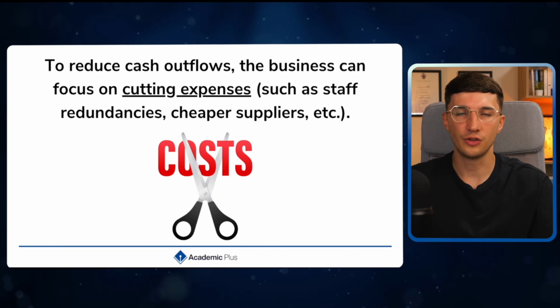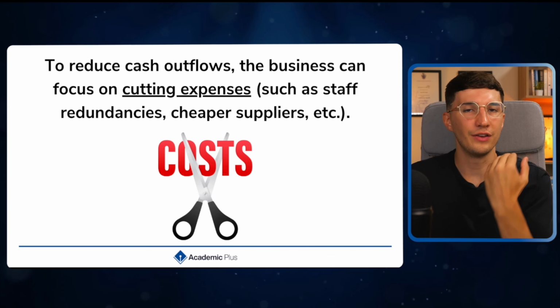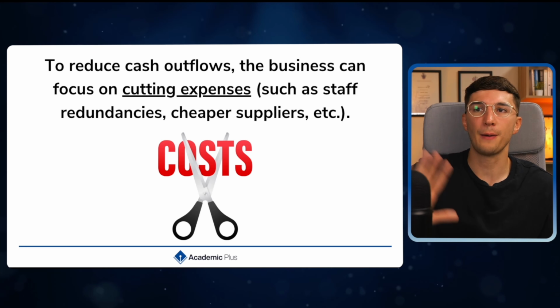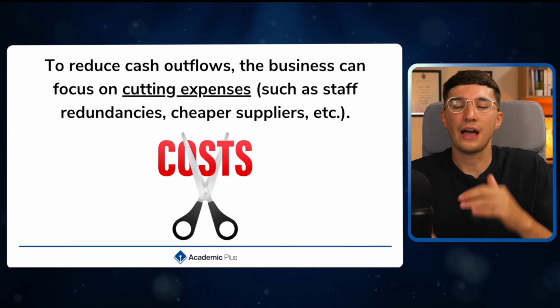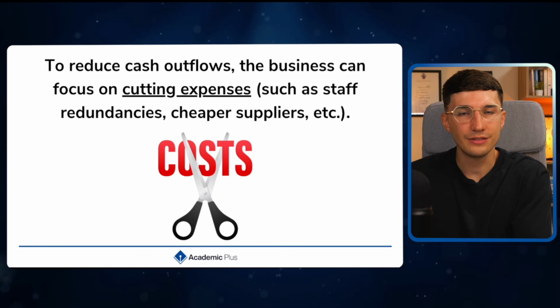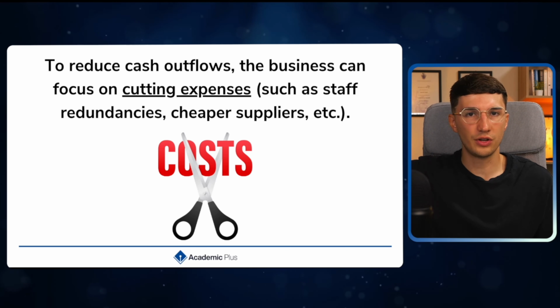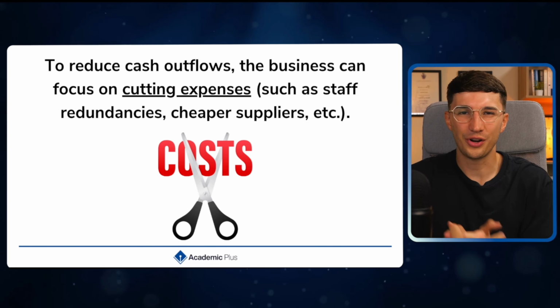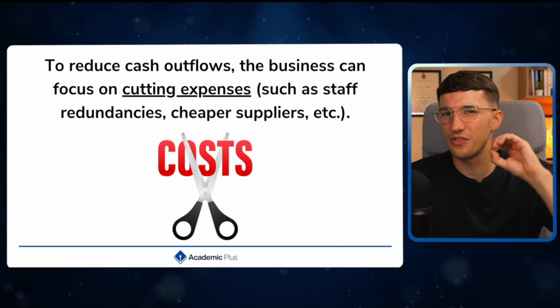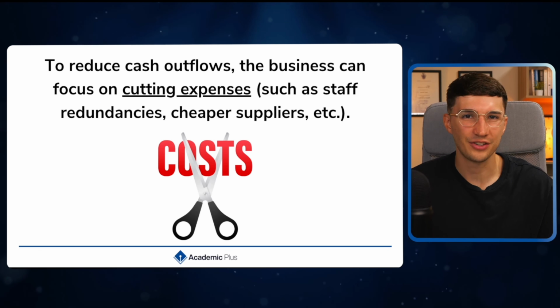So look at cutting some expenses. Now we know there is a potential issue with some of this. So for example, if you make staff redundant, that potentially reduces the amount of capacity that you can deal with. Yes, you can also look at cheaper supplies, but is your product quality going to reduce? And actually, will that then have a negative impact on your cash inflows?